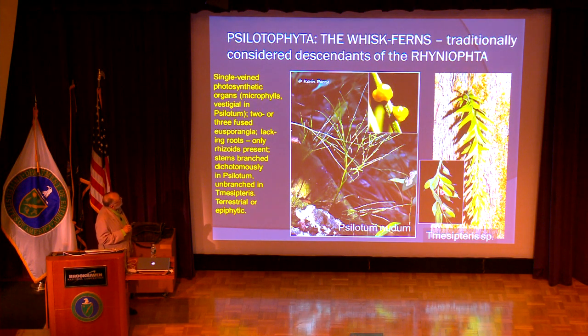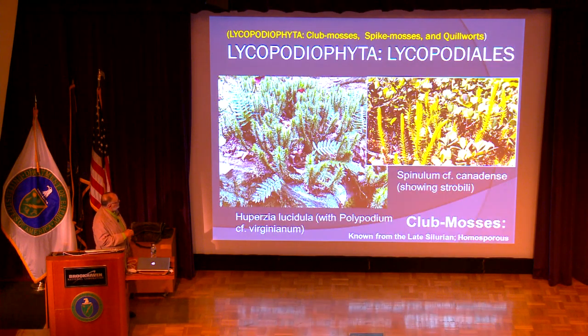The Psilotophyta, the whisk ferns. Some people consider them ferns, I don't consider them. I think they're direct descendants from the rhyniophytes of the Upper Devonian. Single vein photosynthetic organs, microphylls, vestigial xylem, two or three fused sporangia. Those are very thick sporangia. Well, here we go again. I know I make that mistake.